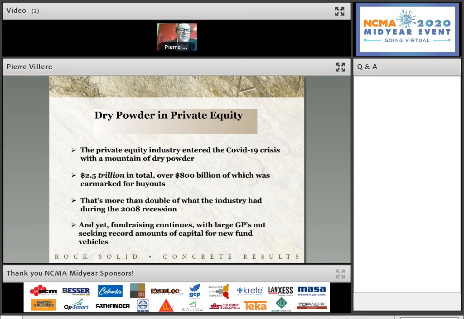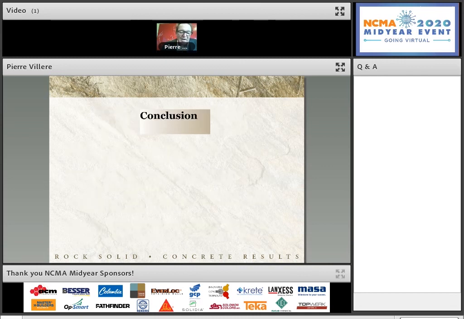Very important, private equity. Private equity is a big factor in moving our economy. The private equity industry entered the COVID-19 crisis with a mountain of dry powder. There's $2.5 trillion in total, over $800 billion of which was earmarked for buyouts. That's more than double what the industry had during the 2008 recession. And yet fundraising continues with large GPs out seeking record amounts of capital for new fund vehicles. This is a lot of liquidity that is going to get injected into our economy alongside the very positive efforts by the Fed.